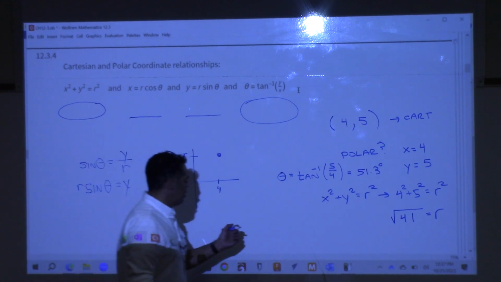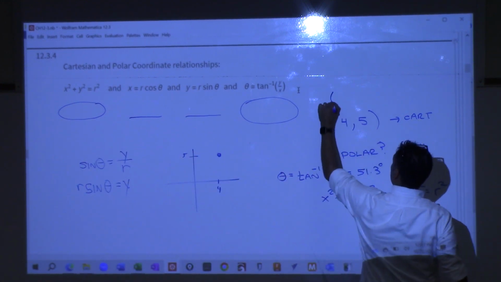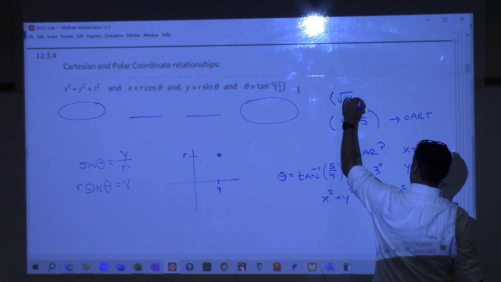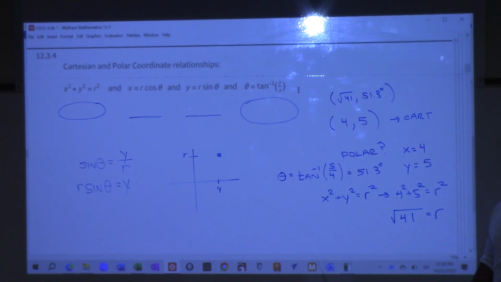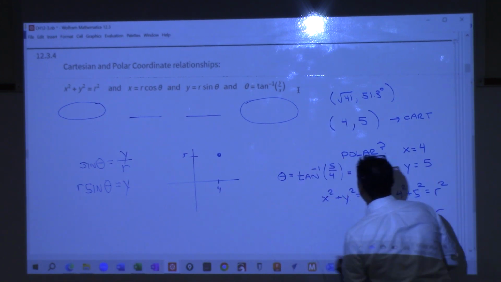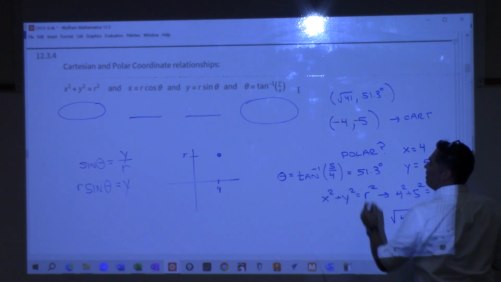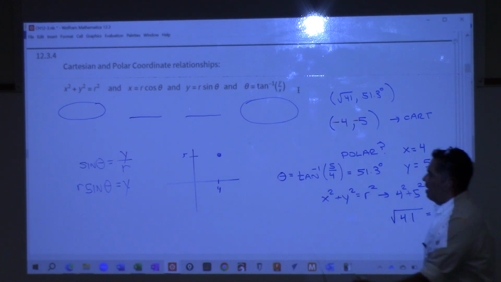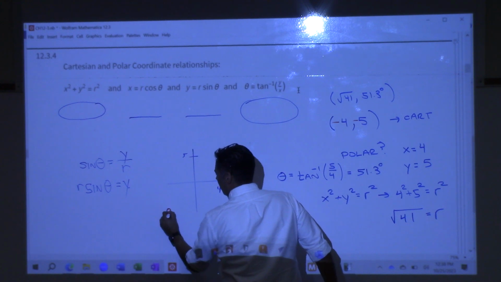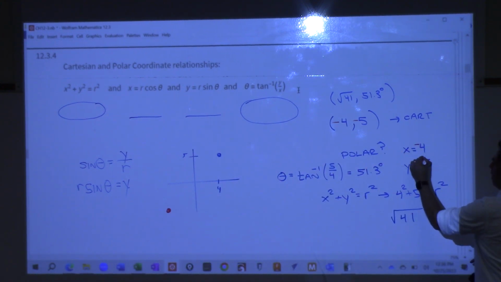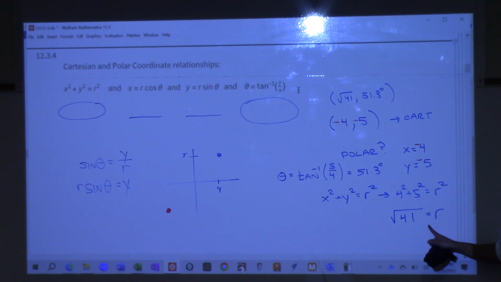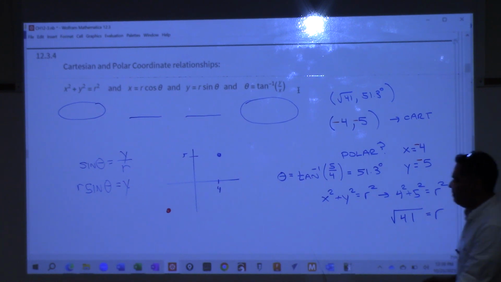So what is this in polar? In polar, it is root 41, 51.3 degrees. All right, now be extremely careful because if I change this problem and I make it -4, -5, I'm now here instead, aren't I? So now this is -4, -5. Does that change my r? No, because I still square them both, and that doesn't change r. So r is still the same.